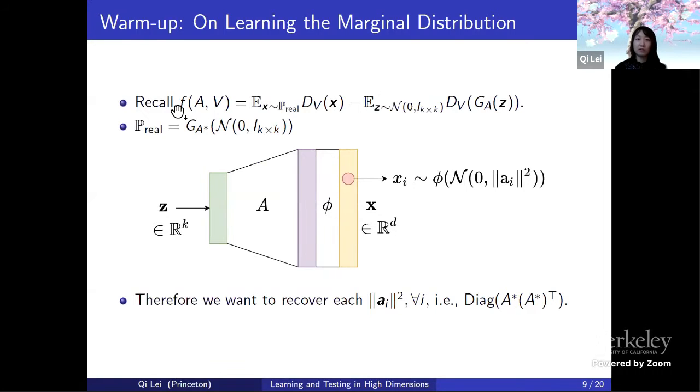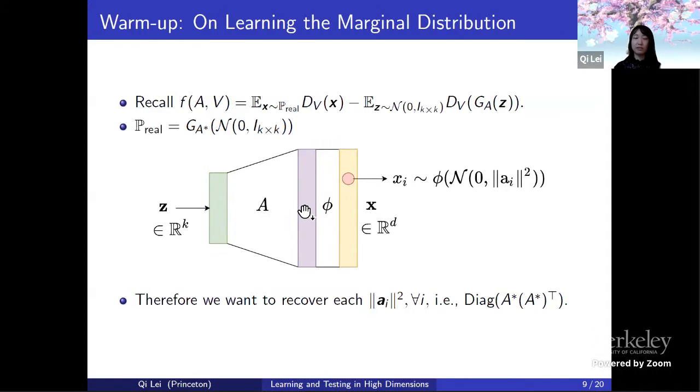Recall our function will be a min-max game over this kind of function. To learn the marginal distribution means we want to match the distribution for each coordinate x_i. From our design, each x_i follows a distribution like this. It's naturally a Gaussian distribution with mean 0 and variance ||a_i||^2, where a_i is the i-th row of matrix A.